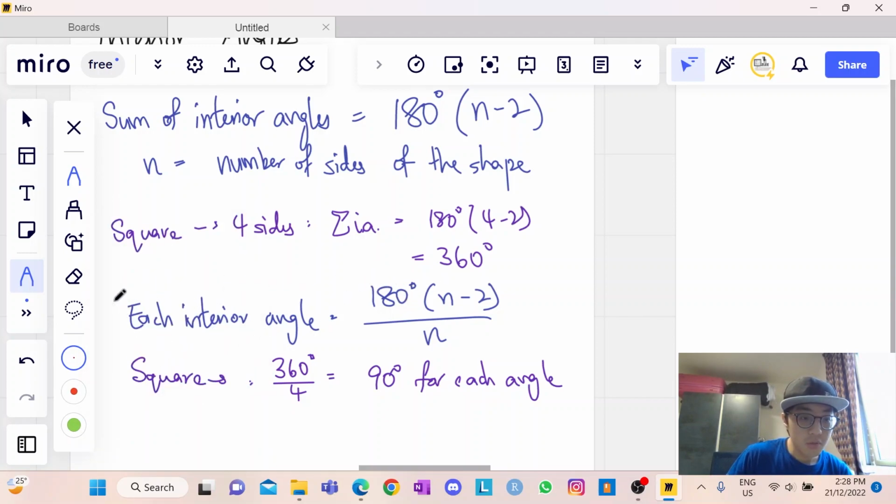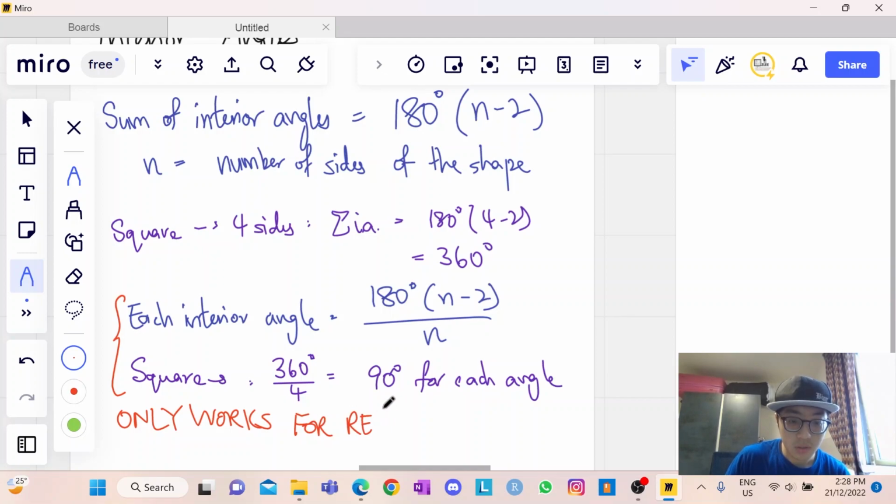The formula right here only works for regular polygons. All right. So what do you mean by regular polygons? Regular polygons are, let's say, a square, it's a regular one. A triangle, it's a regular one. However, only an equilateral triangle is a regular polygon. If it's an isosceles triangle, then no, it's not.